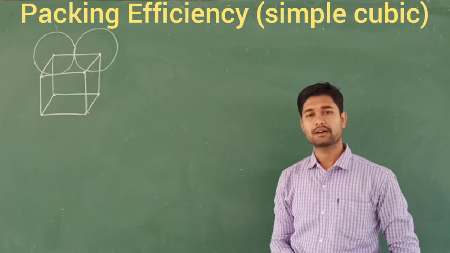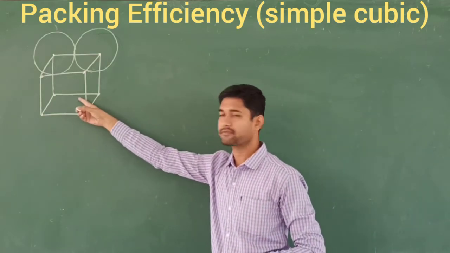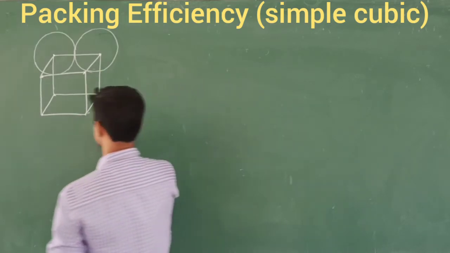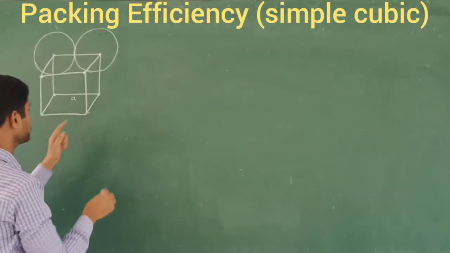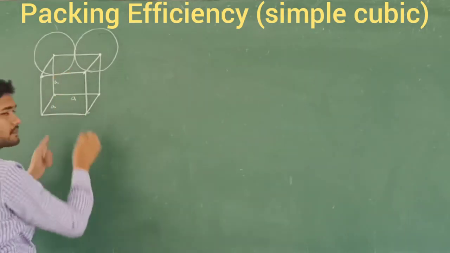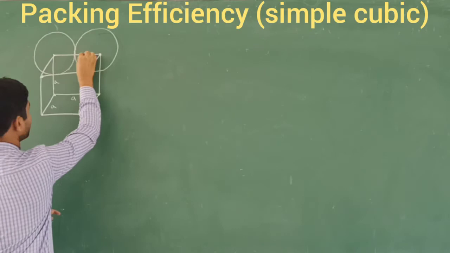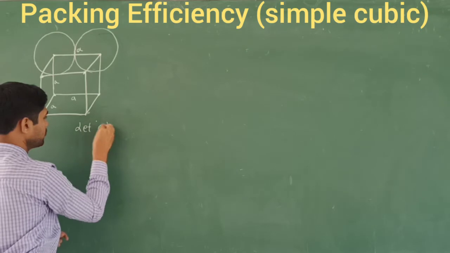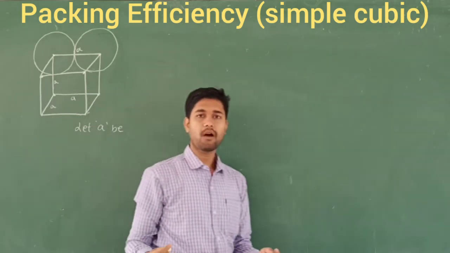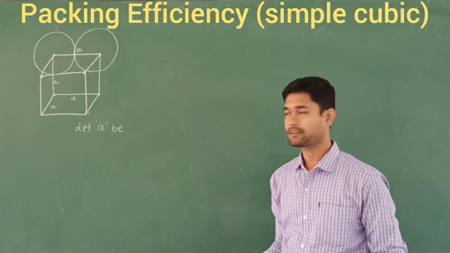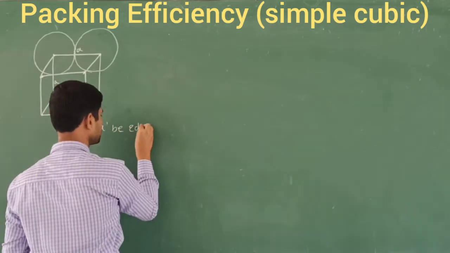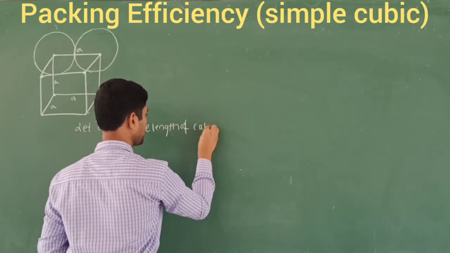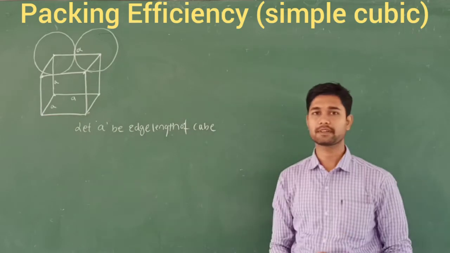And you know that for the cube, these are the sides of the cube. I am going to call each side A. This is also a side, this is also a side, and this is also a side, A. So let A be the side of the cube, or you can say the edge length of the cube. Let A be the edge length of the cube. So these A are the sides of the cube.